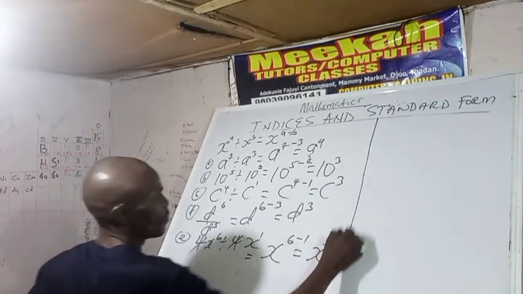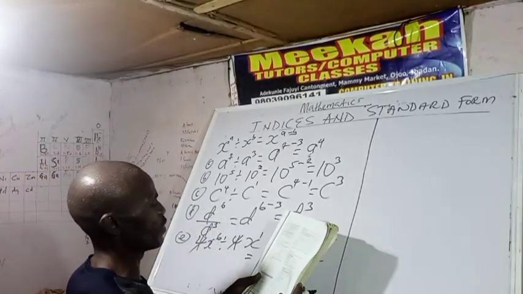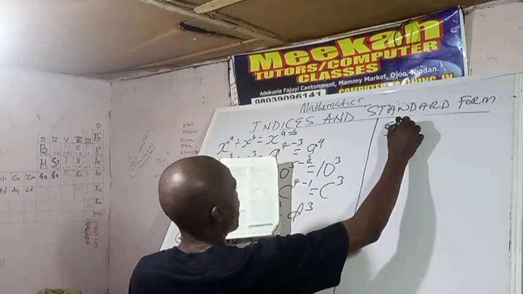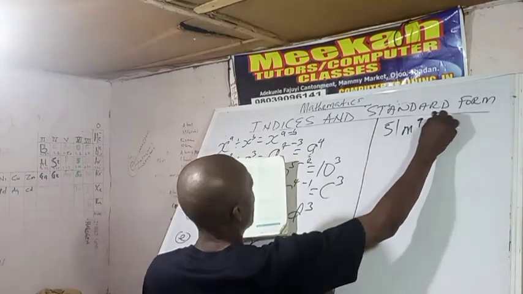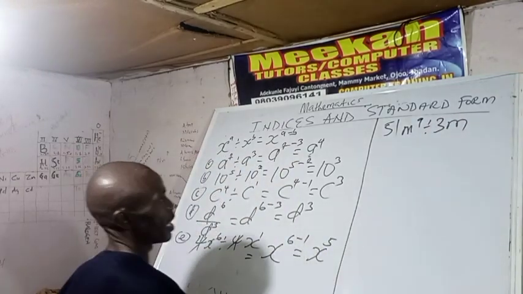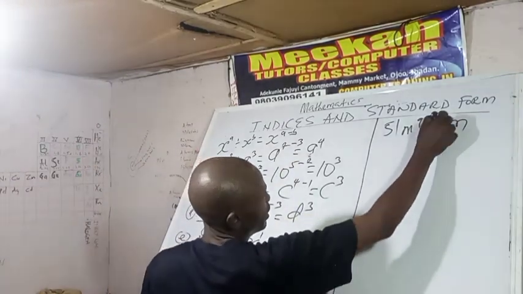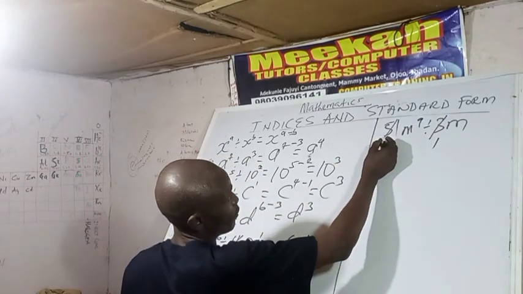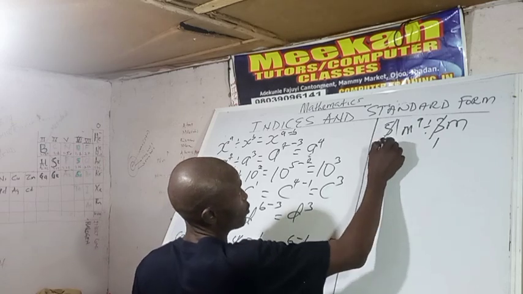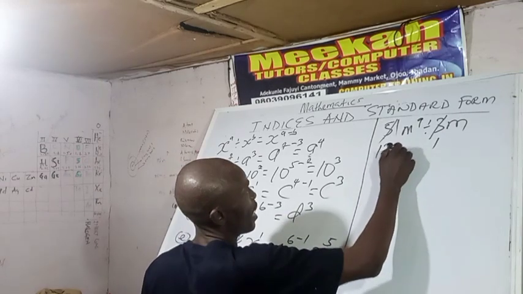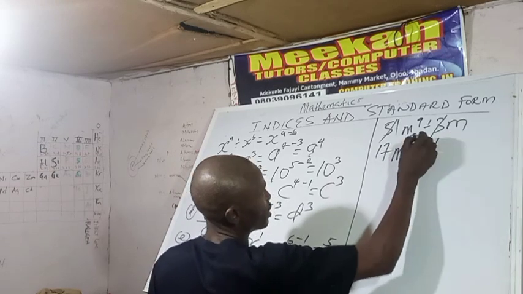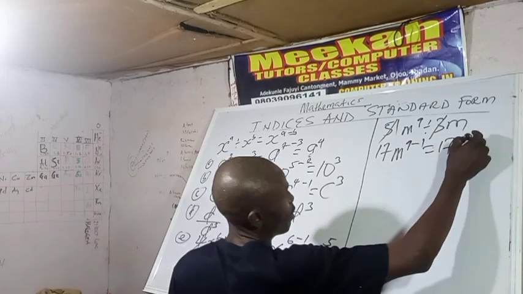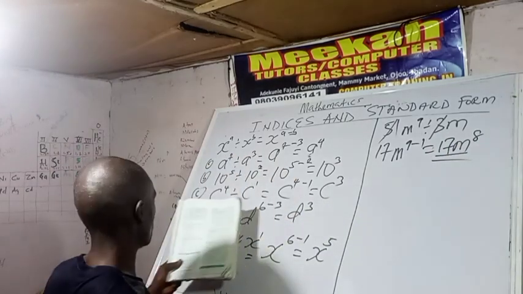Now, what if the question comes this way? See another one. 51m raised to power 9 divided by 3m. Why are you wasting your time? Number 3 here, 1. 3 in 51, 3. 3 here, what do you have? You have 1, remain 21, that is 17. So this one becomes m raised to power 9, division means minus 1. So what do you have? 17m raised to power 8. That one is settled.